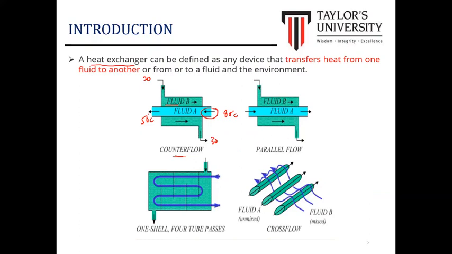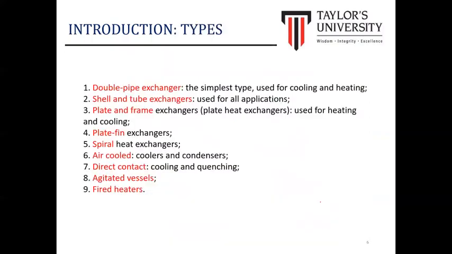So for the parallel flow, it has the same direction, for both fluid B and A. And this is if we have one shell for two passes here. If we have cross flow, fluid B crosses fluid A, with fluid A in the tube and fluid B in the shell part.